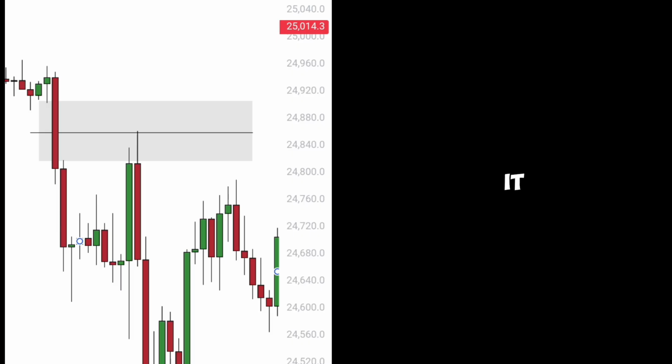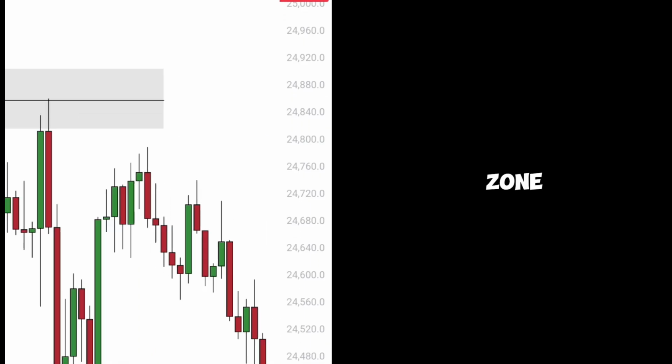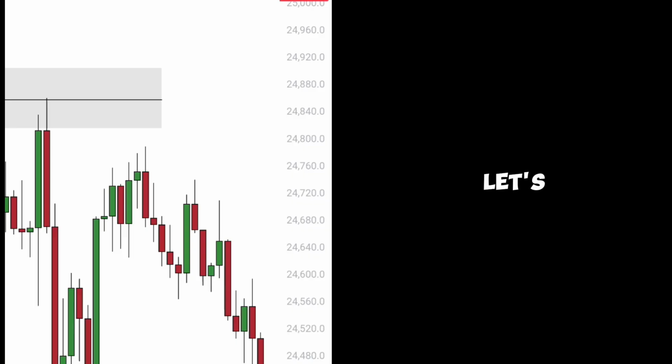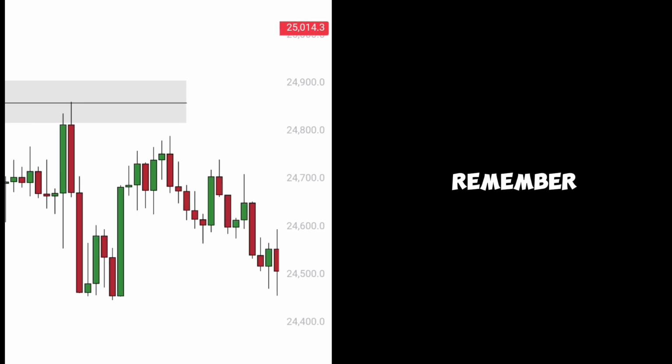Alright, so we see that it respects halfway the gap. Now, there are many areas of interest that you could be looking out for, whether you're looking out for a support or resistance zone, or you're looking at fair value gaps. But let's just look at it from the standpoint of a fair value gap. Remember, the goal is where we are entering the trade. Then we will now begin to look for where we can put our stop losses.